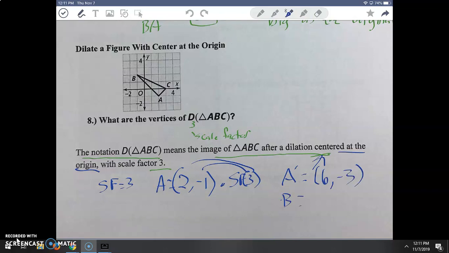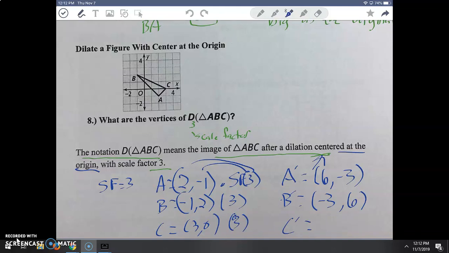We're going to do the same thing with B. So B is -1, 2. We multiply it by the scale factor, which is 3, and we end up with -3, 6. And then C is 3, 0. We multiply it by the scale factor, so C prime is going to be 9, 0. That's all you have to do when the dilation is centered at the origin. All you're doing is multiplying every single coordinate point by the scale factor.